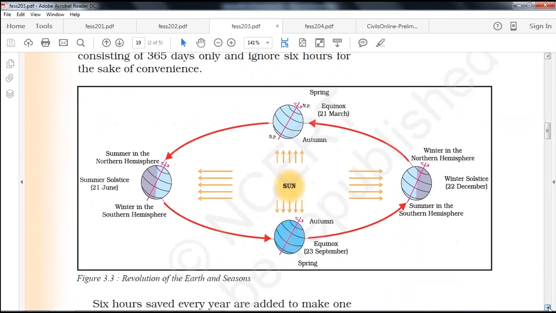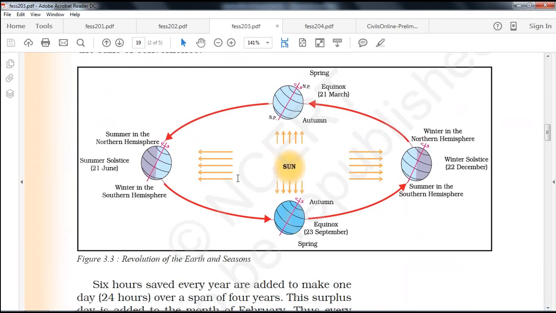So now we are looking at figure 3.3, revolution of the earth and seasons. We know that earth is revolving around the sun in an elliptical orbit. And what happens because of this? Because of rotation, day and night are happening. But with the revolution, what is happening? We have to remember that earth's axis inclination is one of the affecting factors. This is always there for the seasons as well as for the day and night.